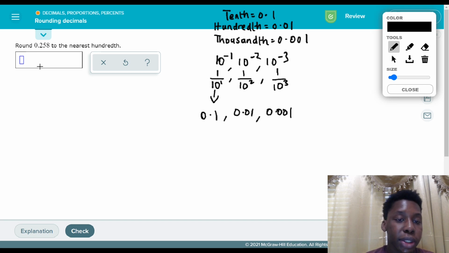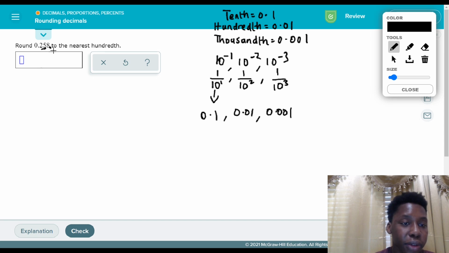0.258, we're asked to round this to the nearest 100th. The hundredth is the second position after the decimal point. So in this case, the 100th will be 5, because it's the second digit behind the decimal point. And we're asked to round this to the nearest 100th. In order for us to do that, we're going to have to ask ourselves, what is the number after the 100th? In this case, the number is 8.